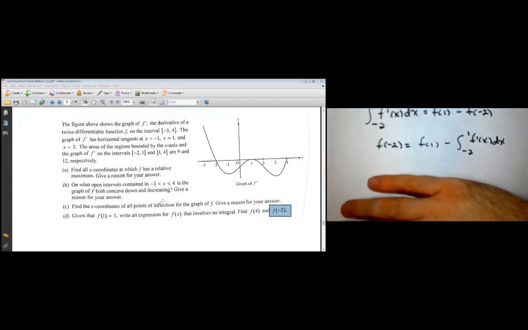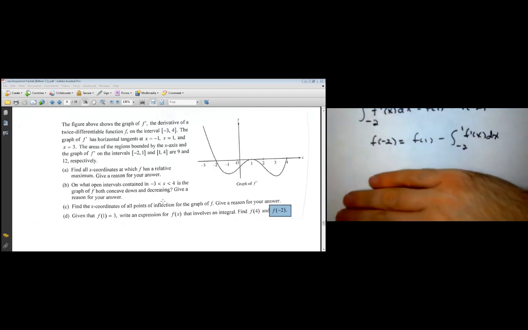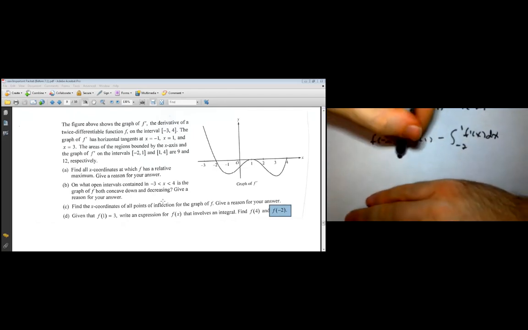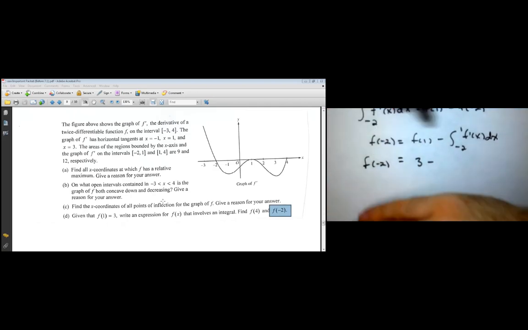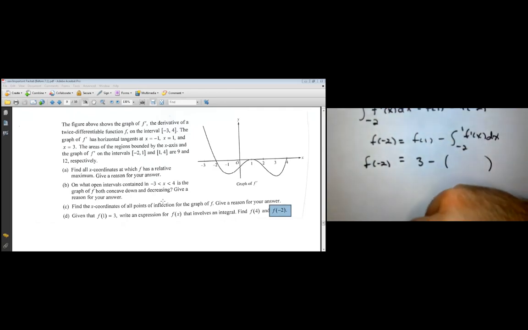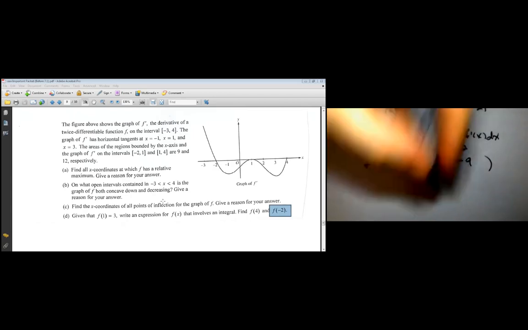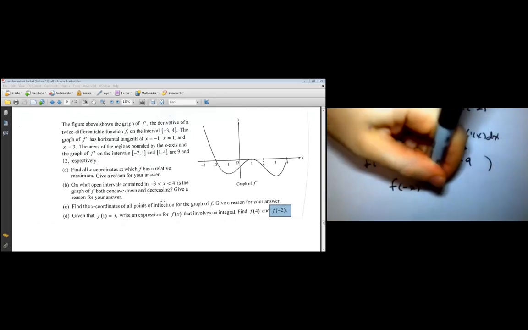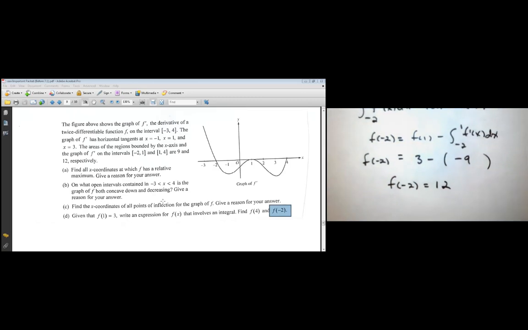Yes. Okay, next, what do we do? After that, I plugged in f of 1, which was 3. And then I kind of skipped around here, but after that you would do the integral from -2 to 1. When I looked at the description, it said it was 9, but because it's below the x-axis, it's -9. So that would be 3 plus 9, and then f of -2 equals 12. Good? Looks good to me.